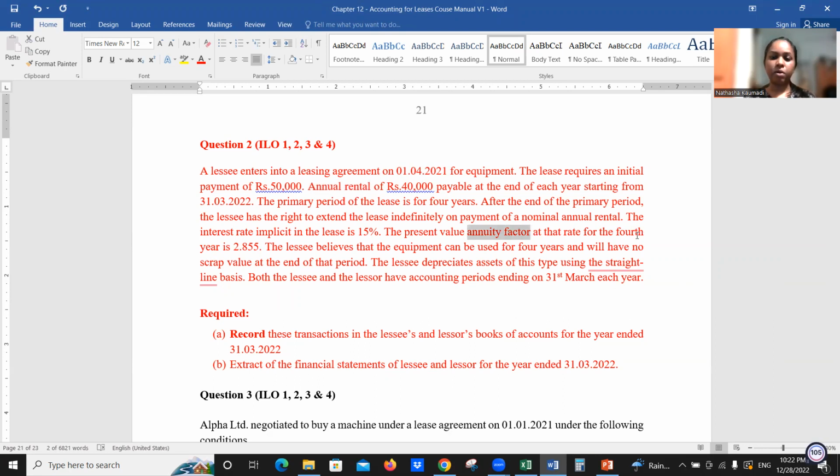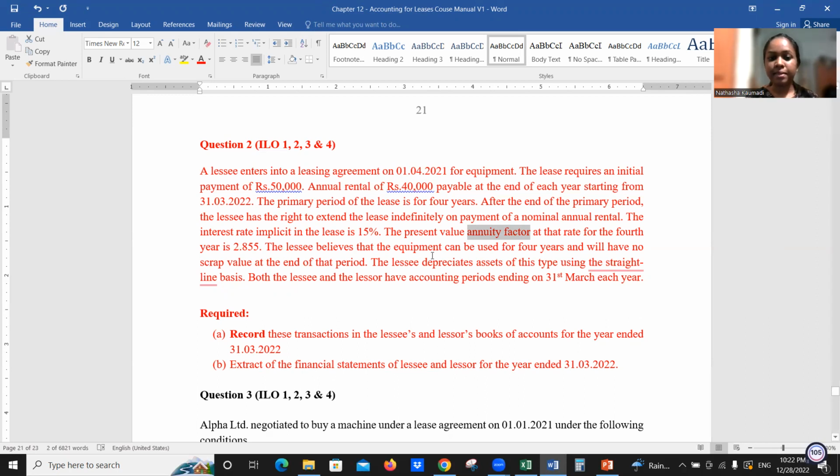Now you might be wondering why we are using the annuity factor here. I'll teach you why we are going to use this annuity factor. If you are not given the annuity factor in the question, there's another way of getting the present value. In order to get the present value of the future cash flows, you can use the annuity factor or the normal discounting method. I'll be teaching you both methods. We will be discussing both methods, then it will be clear for you.